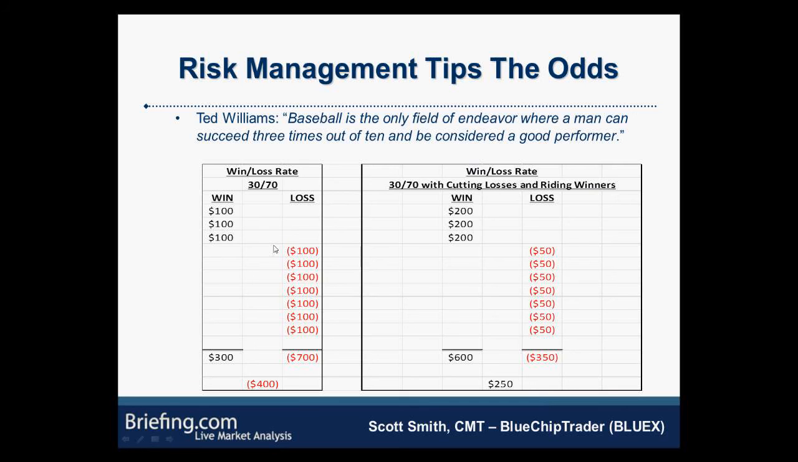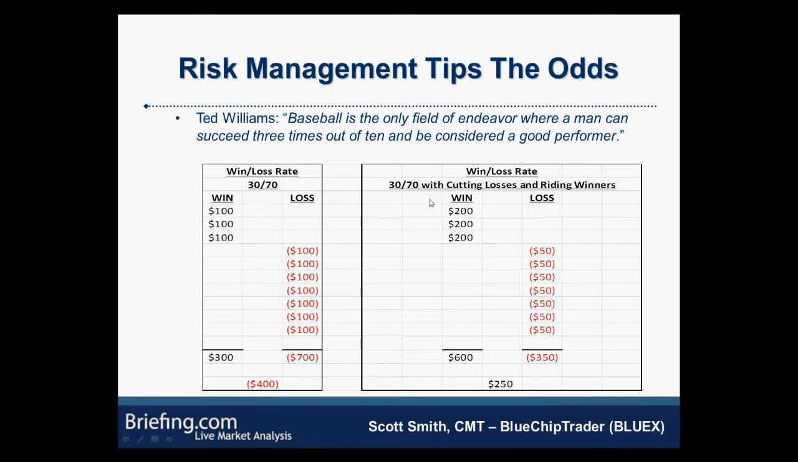If we look at this first screen over here, we can see that if you have a win-loss rate of 30 to 70, that's 30% winners to 70% losers, and you're betting the same consistent amount, say $100, 3 winners will obviously give you $300. 7 losses will give you a loss of $700, for a combined total of $400 in losses. So obviously those are not putting the odds in your favor at all. The odds are actually against you.